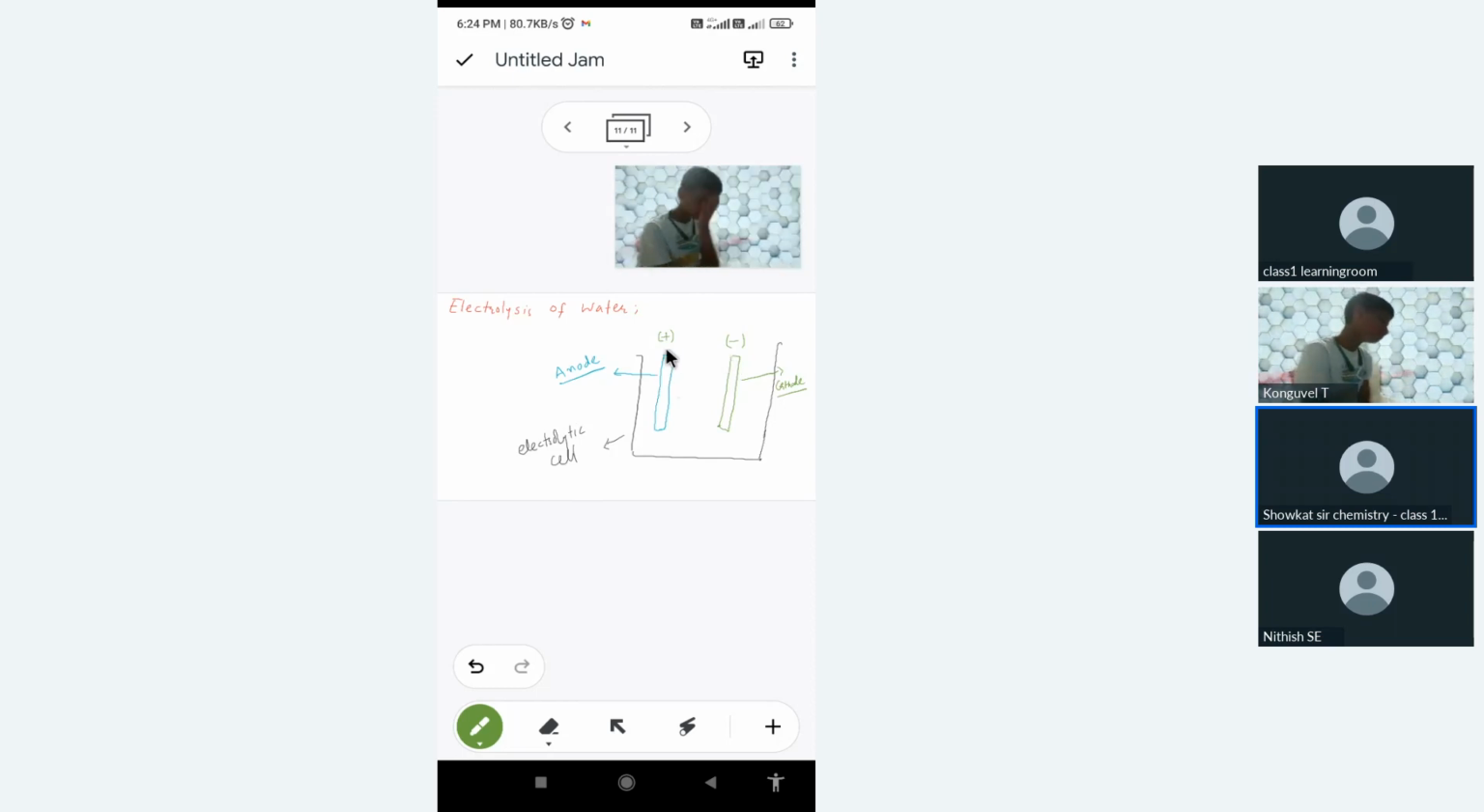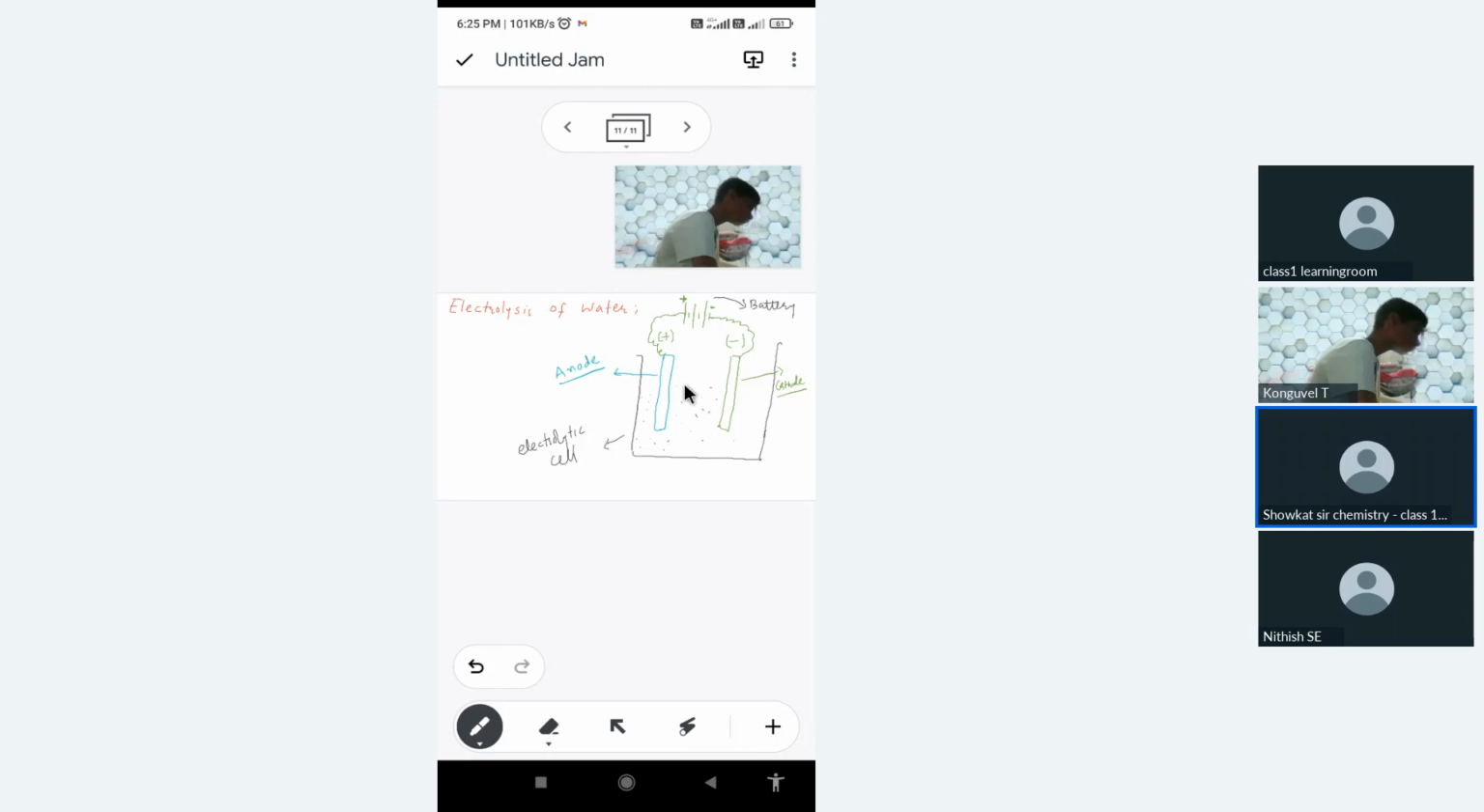Now that means this positive anode will be connected to the positive terminal of the battery, and the negative, that is the cathode, will be connected to the negative terminal of the battery, right? So here it is a battery which is giving the electricity. You will note down that this is your battery through which we can pass the electricity. And when we pass the electricity, inside this electrolytic cell we are having the electrolyte. That electrolyte is actually water.